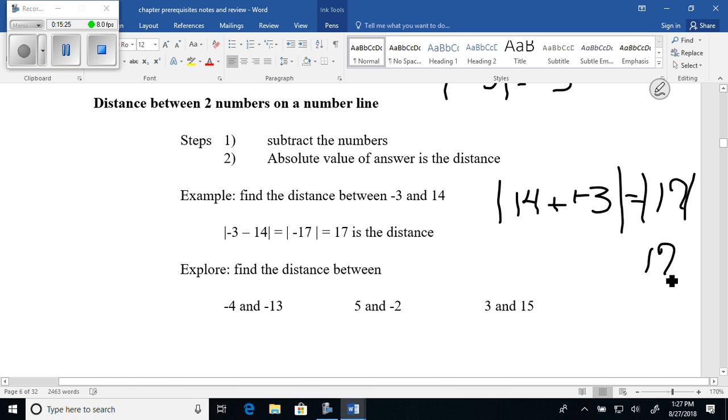Now over here, I did negative 3 minus 14, which is negative 17, which is still 17. It doesn't matter which direction you subtract them, because you're going to take what as the answer? Absolute value. Very good. Your turn. You got 3 of them.